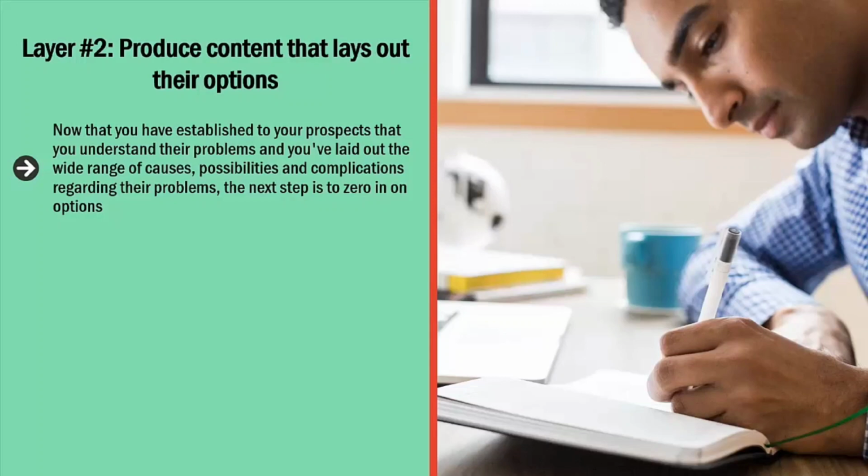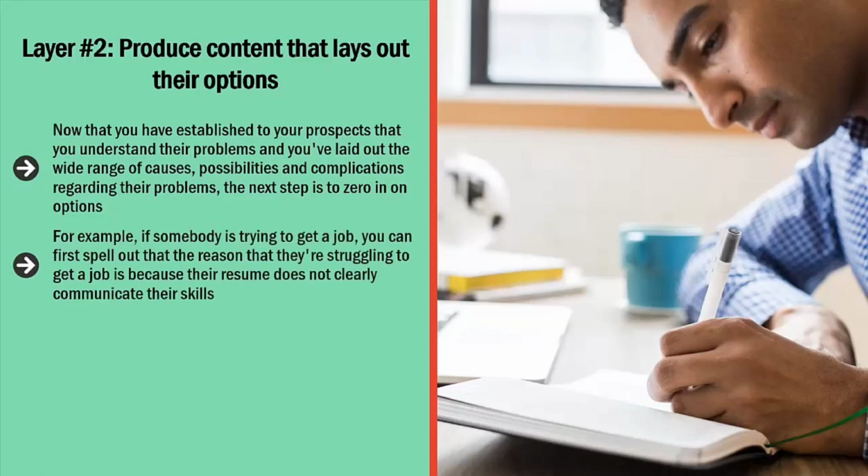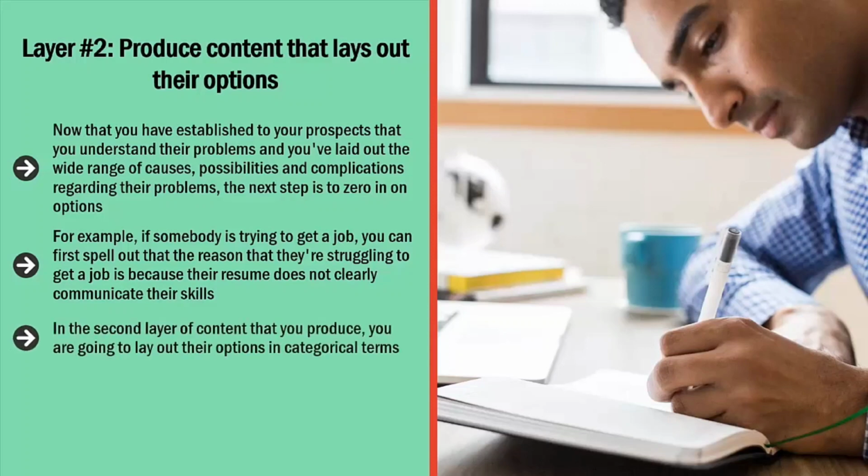These are possible solutions they can select, but you mention this in categorical terms. For example, if somebody is trying to get a job, you can first spell out that the reason that they're struggling to get a job is because their resume does not clearly communicate their skills. You can also lay out other possibilities, such as they may be applying to the wrong jobs. There might be a mismatch between the availability of jobs in their city and their qualifications. In the second layer of content that you produce, you're going to lay out their options in categorical terms.